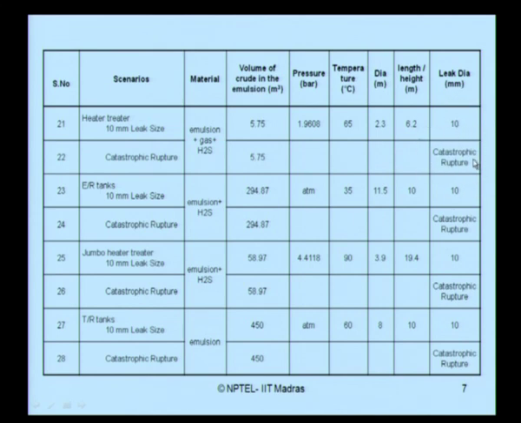or a catastrophic rupture. I think you can appreciate from the previous lecture, if you want to really look at the liquid dispersion modeling of risk analysis, you must categorically say what kind of leak or rupture you are looking at. That is how you can calculate what we call the chemical exposure index. I am looking at all the 4 tanks: heater treater, ER tanks, jumbo heater treater and TR tanks.